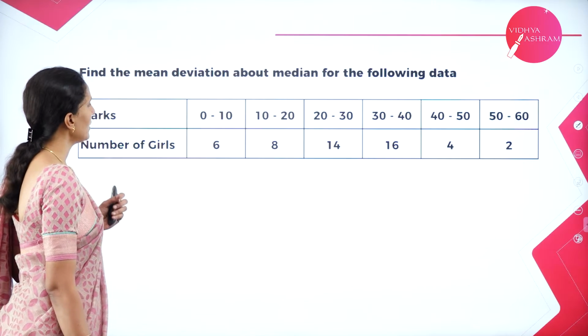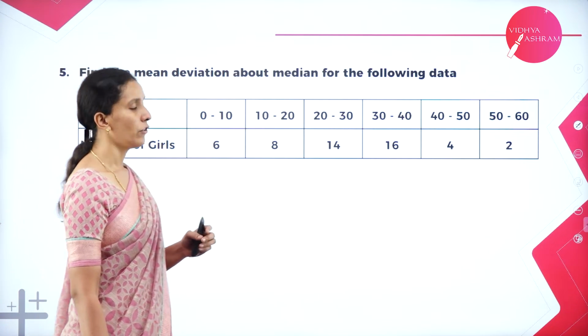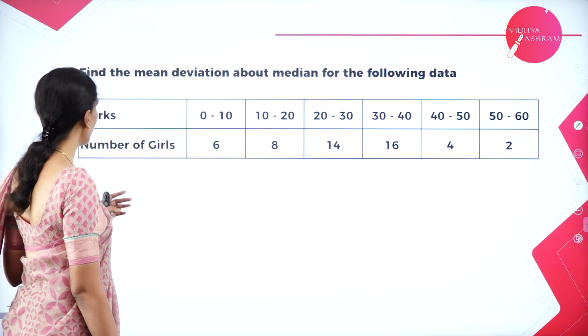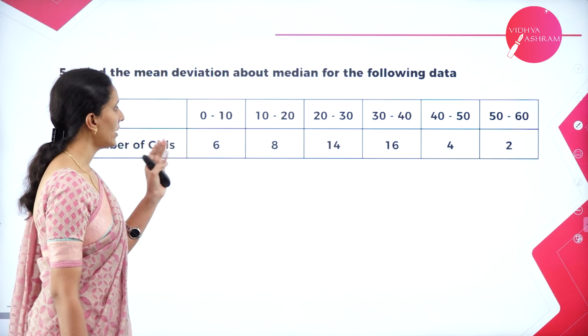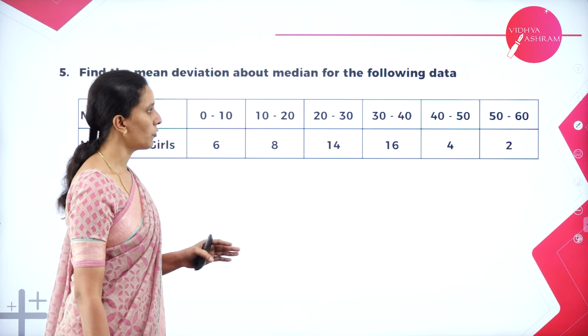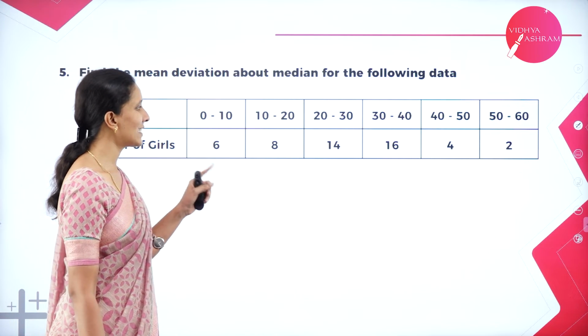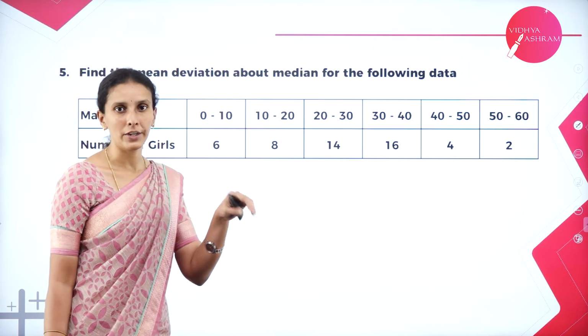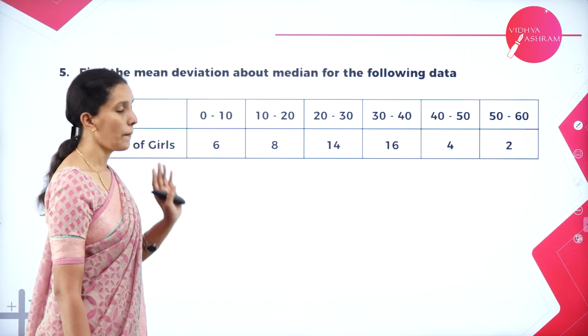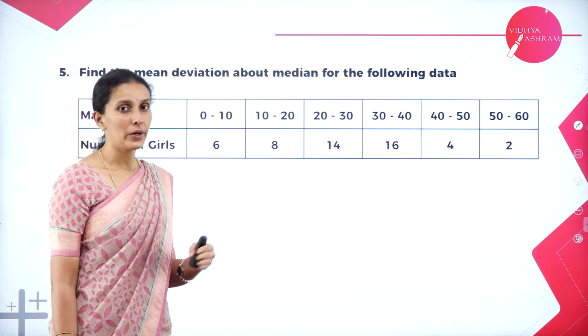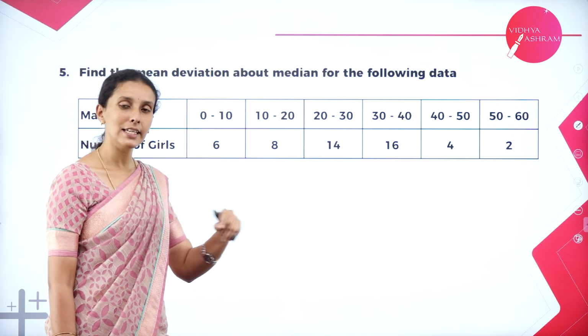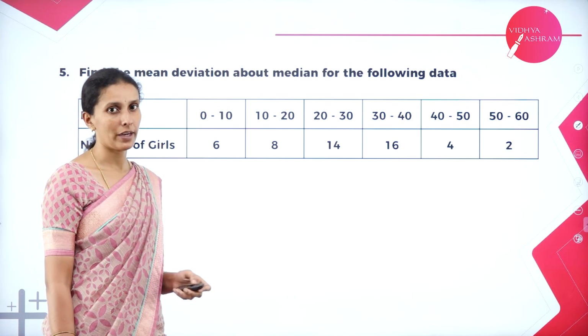Next question, find the mean deviation about median for the following data. So, here we have marks: 0 to 10, 10 to 20, 20 to 30, 30 to 40, 40 to 50, 50 to 60. Number of girls we have 6, 8, 14, 16, 4 and 2. So let's calculate the median. As usual in a grouped data, you have to find out the median class and then use the formula of median to find the median.